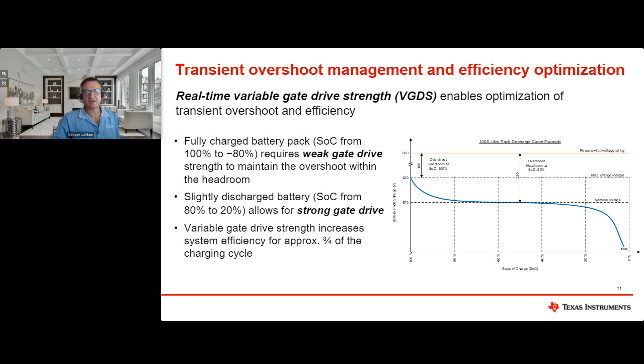But as the battery is beginning to discharge, and that's roughly from 80% to 20%, and that's pretty much 3/4 of the battery charge cycle, then you can begin to employ strong drive strength because you have more headroom for the silicon carbide overshoot window. And so now you have the ability to increase efficiency using the strong gate drive. And that's kind of in a way how you would be going from weak to strong gate drive throughout the battery charge cycle.